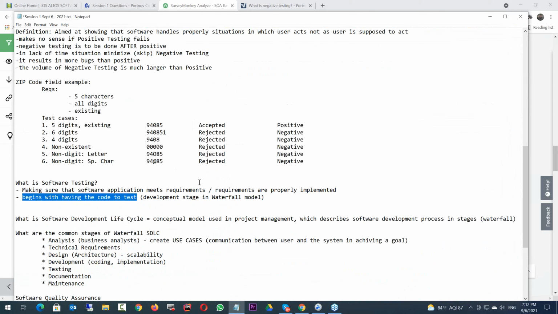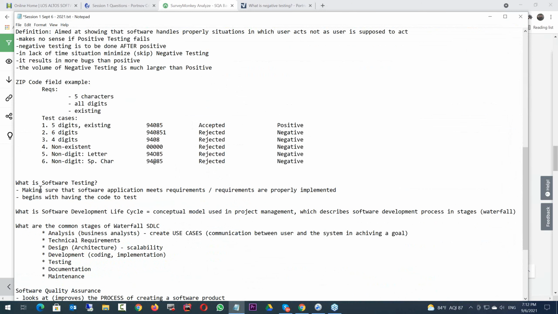Sometimes they ask you where software testing begins, where quality assurance begins. So quality assurance begins with requirements, with the idea of software. Software testing needs the code to be tested. I will remove that stuff from here. And the software application meets requirements.